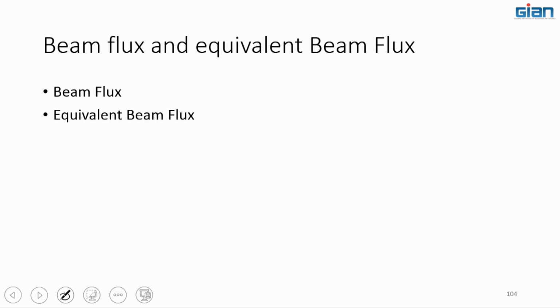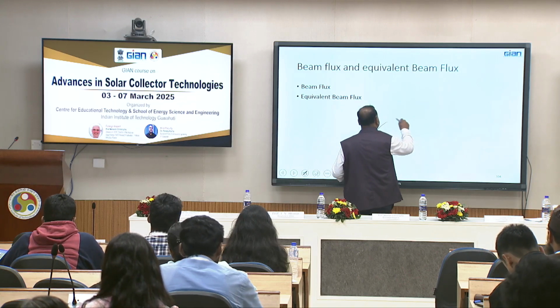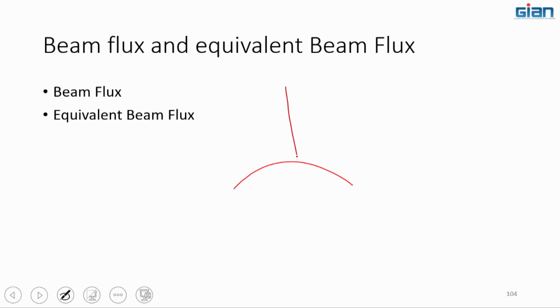Now we have beam flux and equivalent beam flux. Suppose solar radiation is coming here, it is IBN and it is at a certain angle, say theta or theta z, the zenith angle. So its equivalent is IBN cos theta z. So beam flux is IBN, and then IBN cos theta z is the equivalent beam flux.